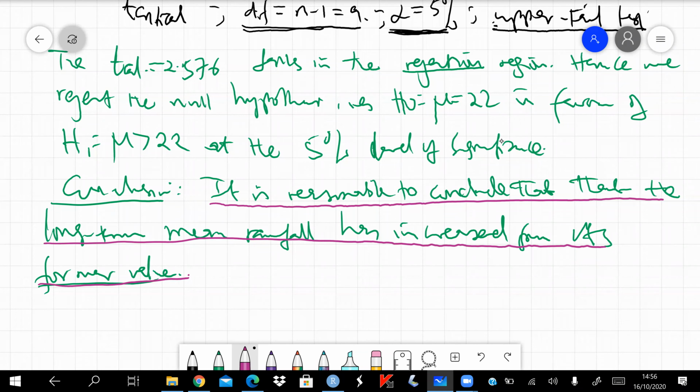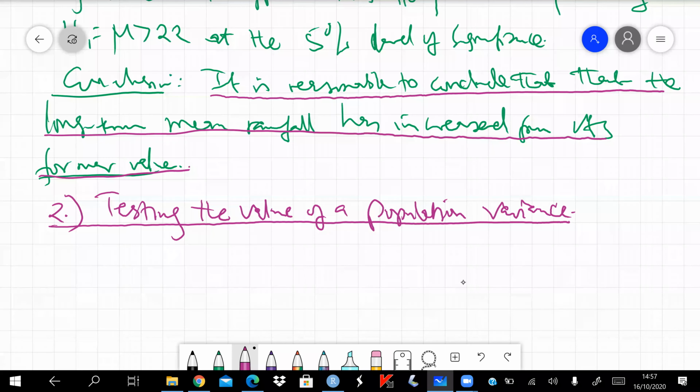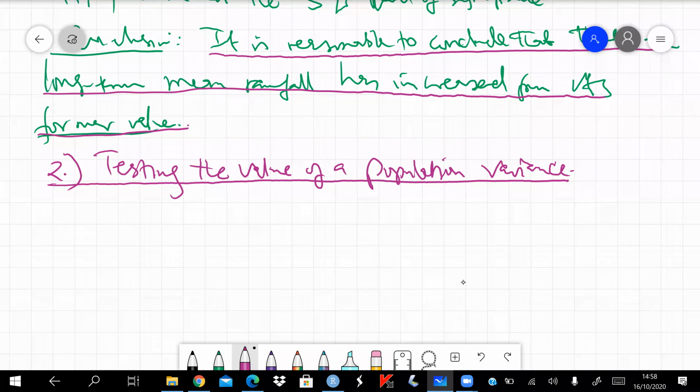Okay, so basically that's what we looked at last week. So that was part of the exercise. I hope everyone is comfortable with it. Now I want us to move to the next type of hypothesis to be tested here, and this is about the variance. So our next subtopic is testing the value of a population variance.